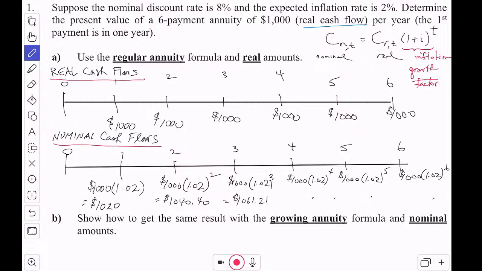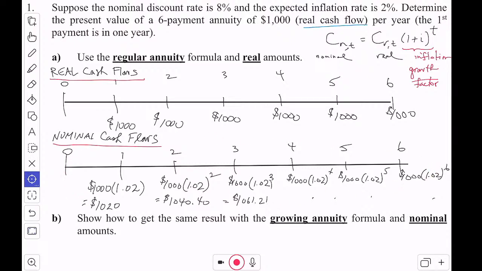All right, so the question asks, determine the present value of a 6-payment annuity of $1,000 real cash flows per year. The first payment is in 1 year. So this is the timeline for real cash flows. This is the timeline for nominal cash flows.